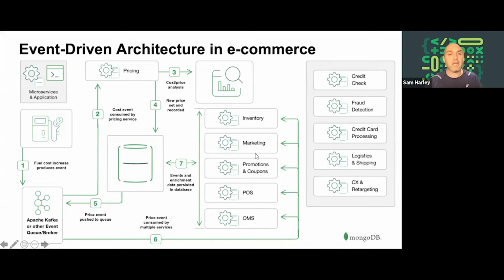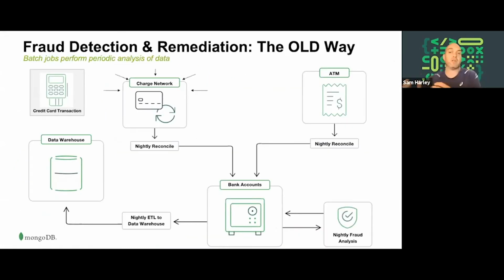Let's take a look at another example. If we think about fraud detection and remediation and the old way of doing things, effectively what we're talking about here is batch jobs that perform periodic data analysis. An identity thief steals a legitimate customer's credit card information and uses it, probably many times. After running a nightly batch job, the system flags fraudulent charges and notifies the customer. The next time the customer tries to use the card, it's declined.